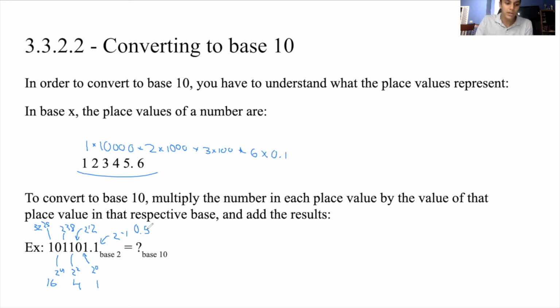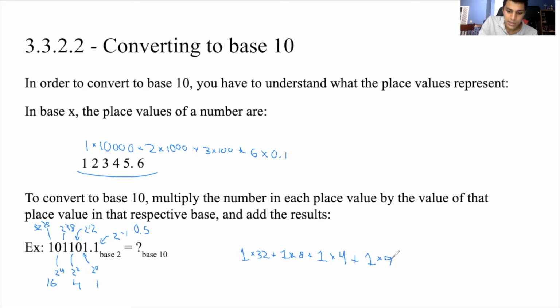In base 2 now, if I figure out what this represents, well, we have 1 in the 32's place, so that's 1 times 32, plus, and then we have a 0 in the 16's place, so I won't write that one. Then we have a 1 in the 8's place, so plus 1 times 8. And then we have a 1 in the 4's place, so 1 times 4. We have a 0 in the 2's place, and then we have a 1 in the 1's place, so we have 1 times 1.